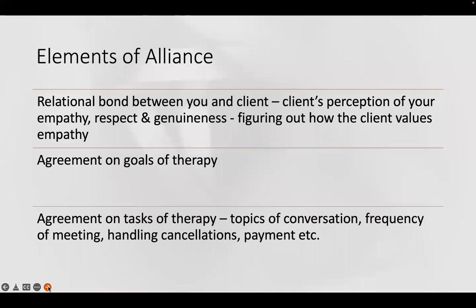So with the alliance, there's essentially 3 components. Is the relational bond between you and the client. So how does the client perceive your empathy, respect, your genuineness? And then you're figuring out how the client values empathy.